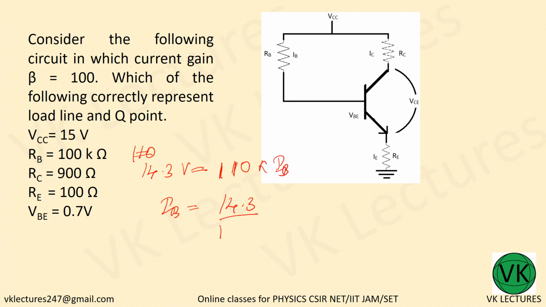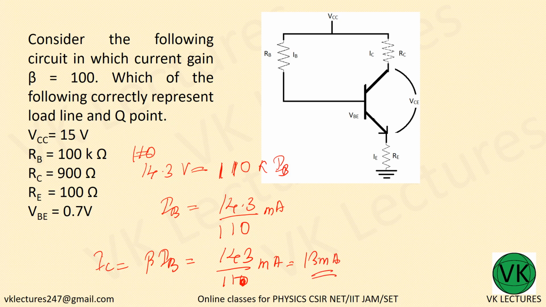14.3 divided by 110, that becomes milliampere. Now you want IC. IC is equal to beta into IB, that is 100. So 143 divided by 110 or 11 milliampere. So that is 143 by 11, which is nothing but 13 milliampere. Am I correct? So that is it. You got IC.